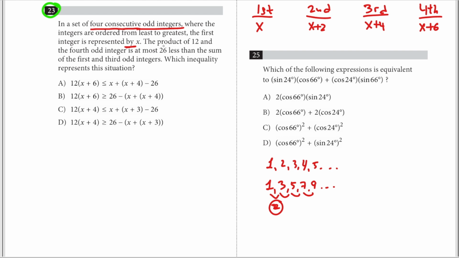Now, let's go through the second sentence. The product of 12 and the fourth odd integer. So we take x plus 6, which is the fourth odd integer, and multiply this by 12, okay?